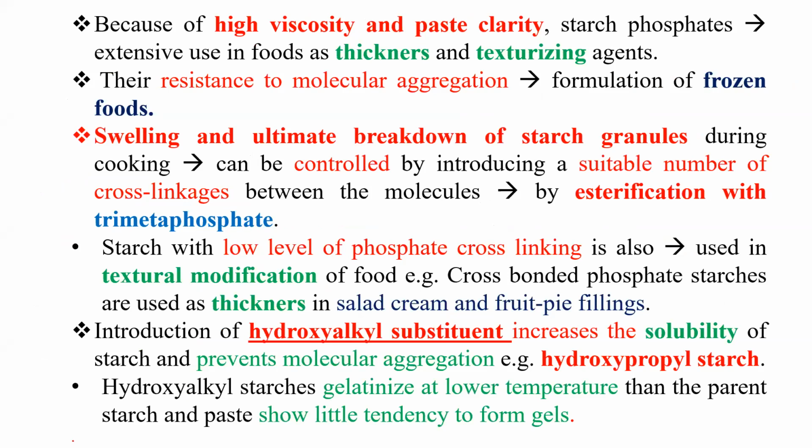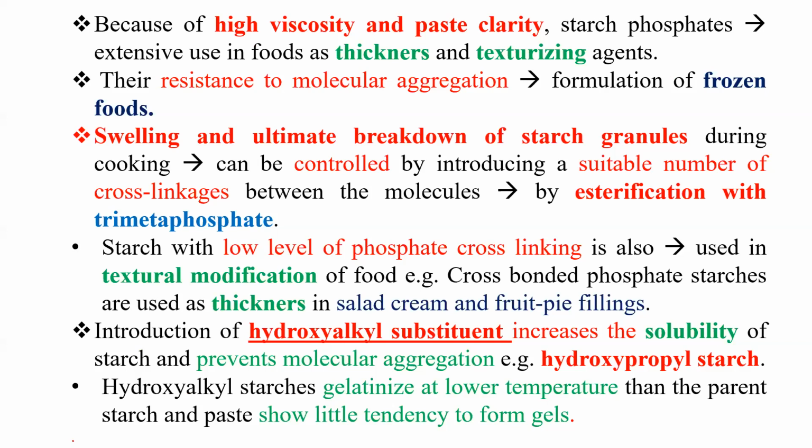Swelling and ultimate breakdown of starch granules during cooking can be controlled by introducing a suitable number of cross linkages between the molecules by esterification with trimetaphosphate. Starch with a low level of phosphate cross-linking is also used in textural modification of food. For example, cross-bonded phosphate starches are used as thickeners in salad cream and fruit pie fillings.